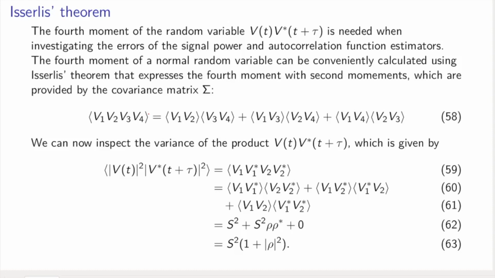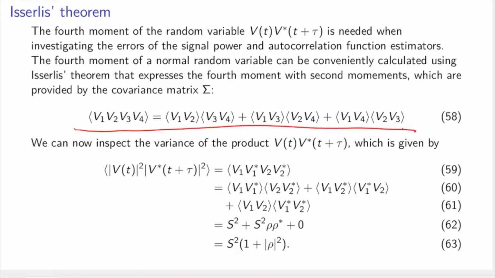An important theorem that we will need later when evaluating the errors of an autocorrelation function estimate is the theorem of Isserlis. This theorem provides a formula for expressing higher order moments of random variables using second moments of the same random variables. The Isserlis formula for fourth moments is shown in equation 58.